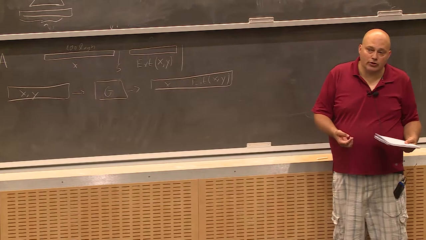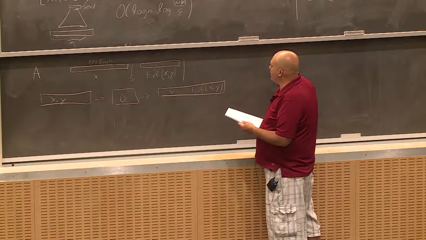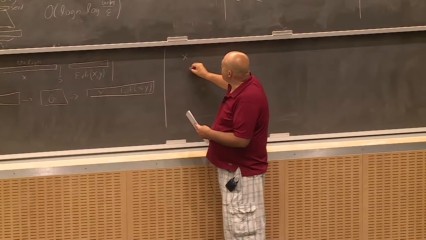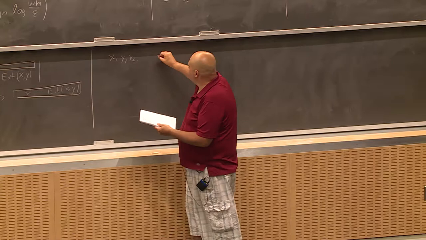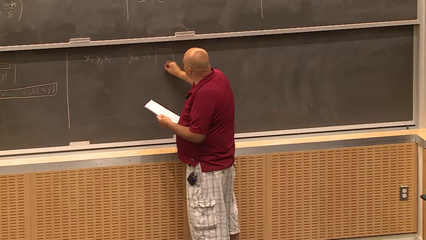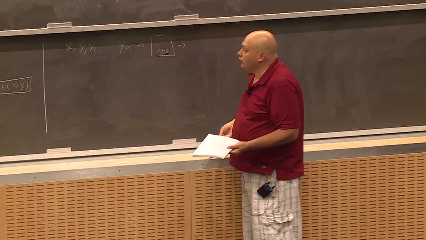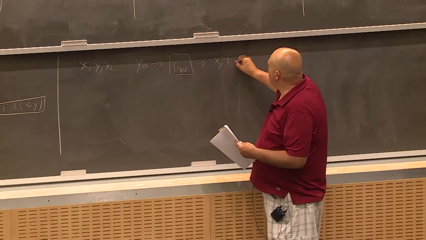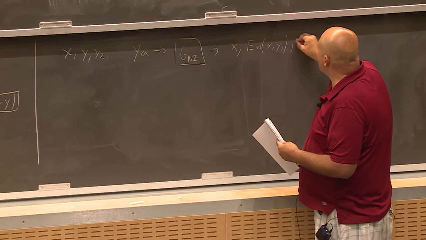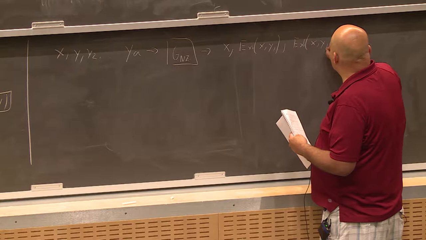For example, you have the Nisan-Zuckerman generator that will take X, Y1, Y2, up to some YA, and translate it to, as you can guess, X concatenated with the extractor applied to X and Y1, concatenated with the extractor on X and Y2, and so on.